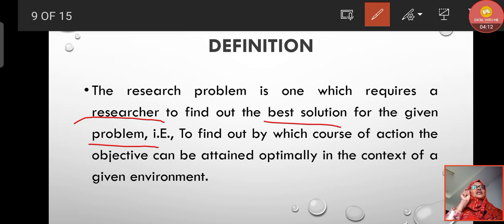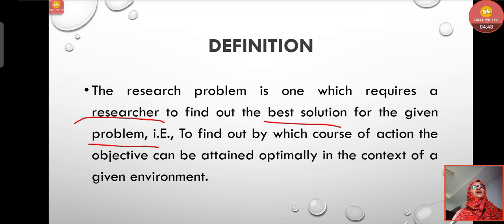First, we need a research problem. What is a research problem? It is one in which a researcher tries to find out the best solution for the given issue, challenge or problem. Why do they take these? Because they want to find out by which course of action the objective can be achieved. The main purpose of doing any research problem or any research work is to have their objectives successfully resolved. So, achieving the objectives is very, very important here.